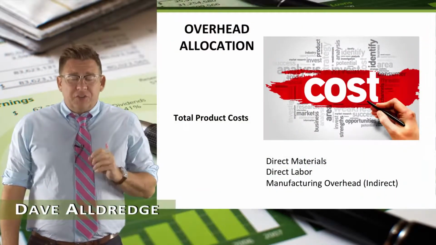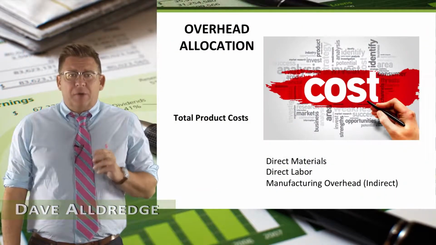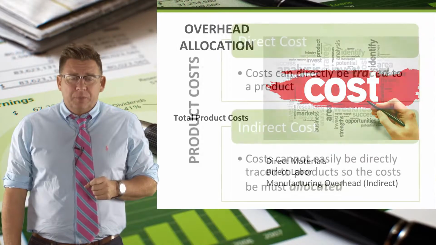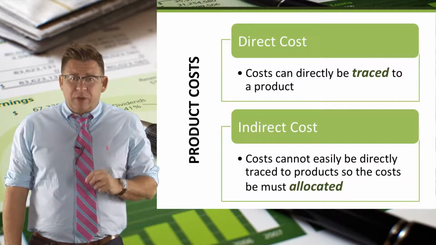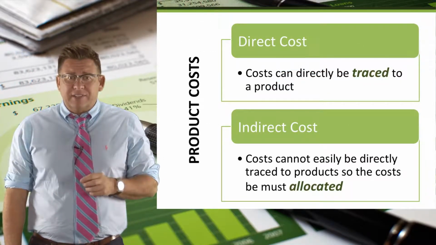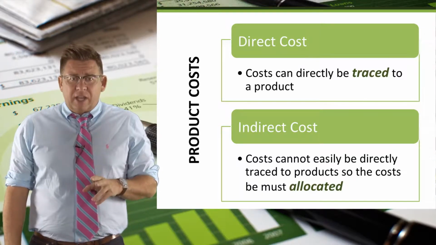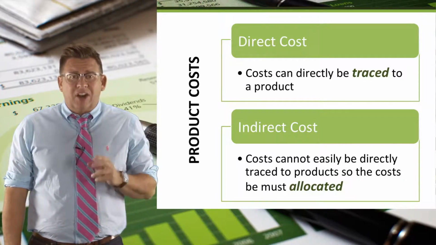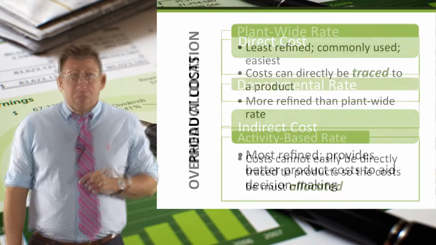Product costs are the total of direct materials, direct labor, and indirect manufacturing overhead. Recall that direct costs, like direct materials and direct labor, are traced to finished products, whereas indirect costs, like manufacturing overhead, are allocated to the finished product.